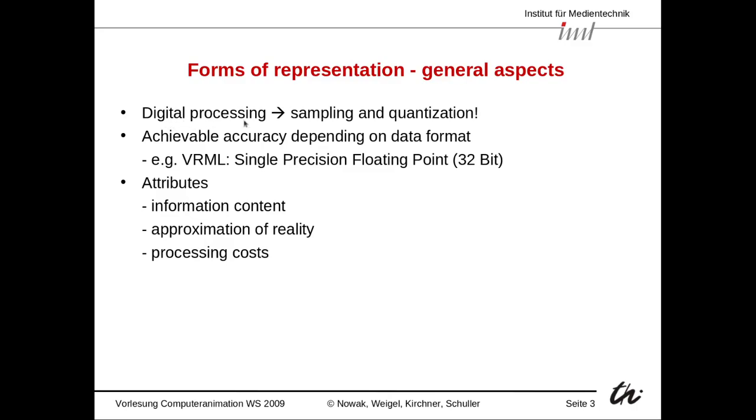So for digital processing, we need sampling and quantization, and the achievable accuracy depends on the data format. For instance, single precision floating point, which uses 32 bits for the representation. So this is, for instance, used in VRML. This is a description of 3D objects. So we would represent, for instance, the position of those points with this accuracy. Yeah, then the attributes here are the information content, the approximation of reality, and also the processing costs.